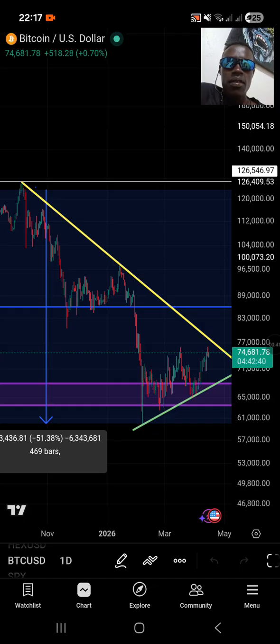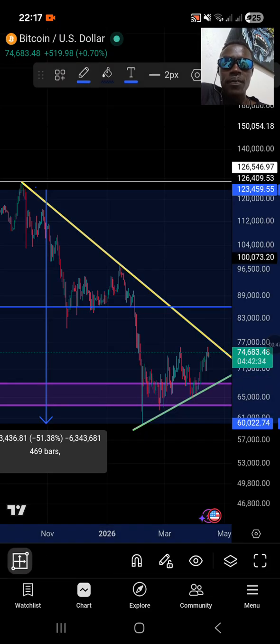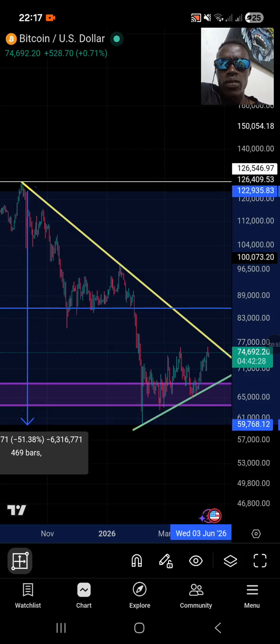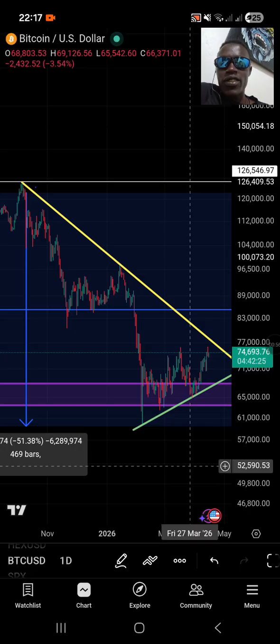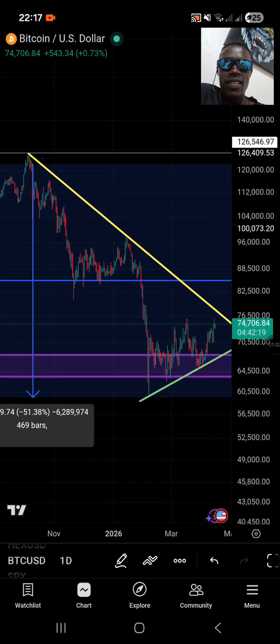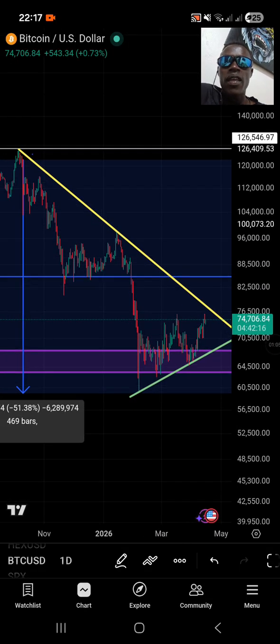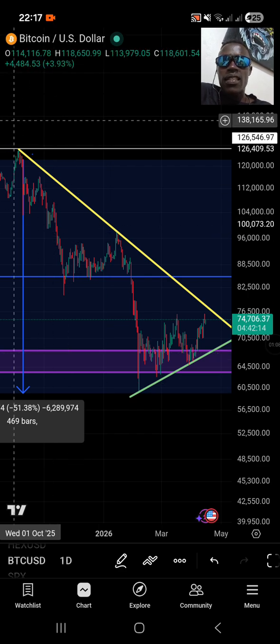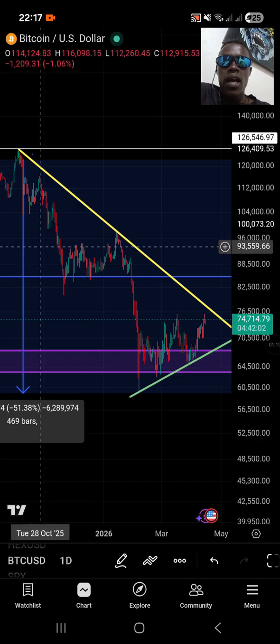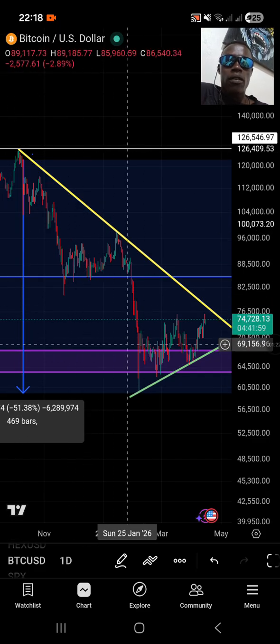So basically, this is the Bitcoin chart, and it is showing how Bitcoin has been performing since 2025. Yeah, actually just this chart only here. Let me adjust it once more. Now this chart is showing Bitcoin at this area when it was at around $126,000, and you can see that was in October 2025. Then you can see how price has been on a bearish trend.